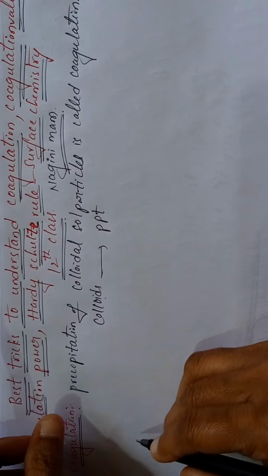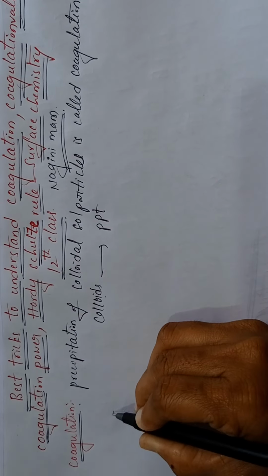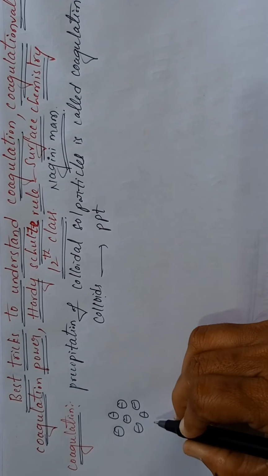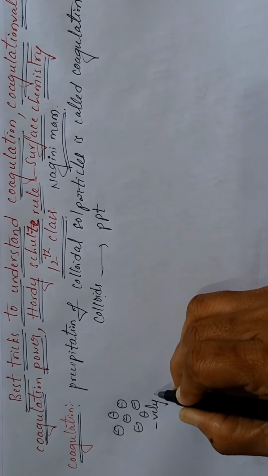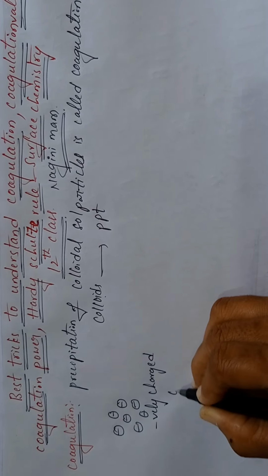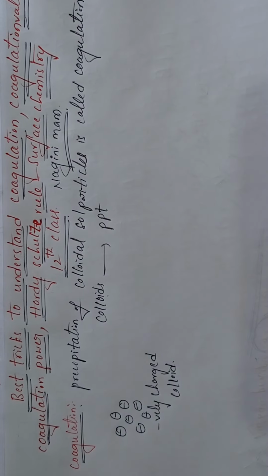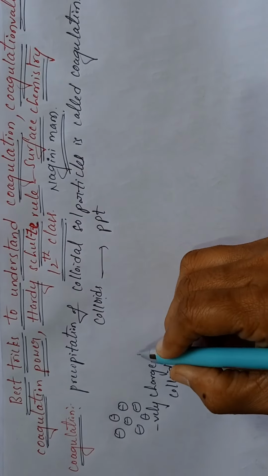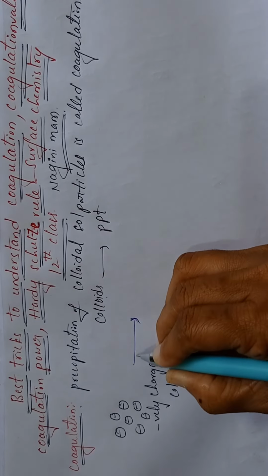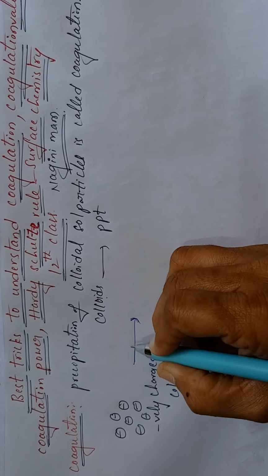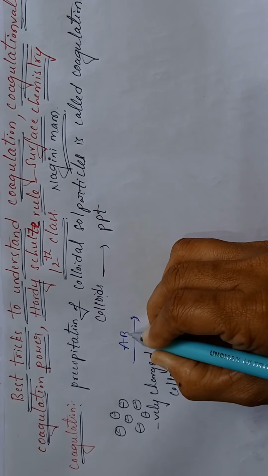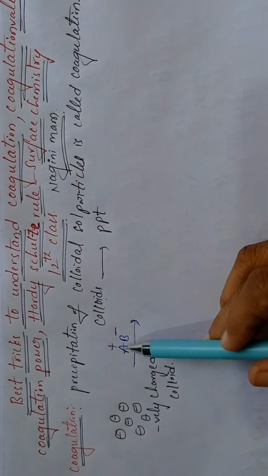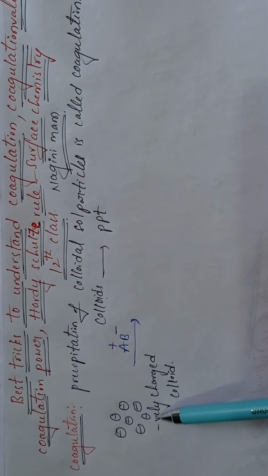Okay, now suppose I am taking a negatively charged colloid, students. Negative, negative, negative. This is a negatively charged colloid. To this negatively charged colloid, we are adding an electrolyte. Suppose I'm adding the electrolyte AB. In an electrolyte, one is a cation, another is an anion, so A plus, B minus.